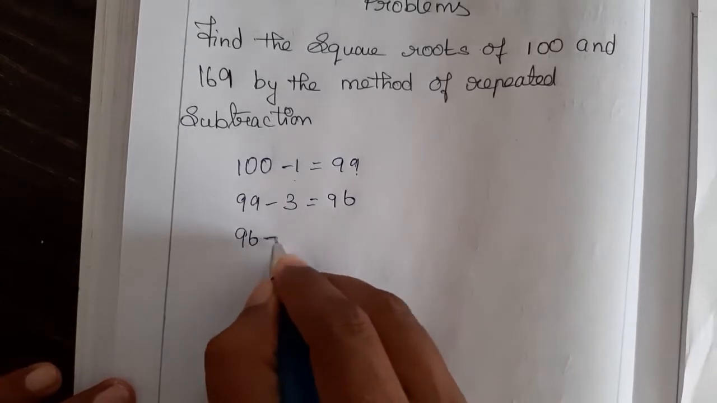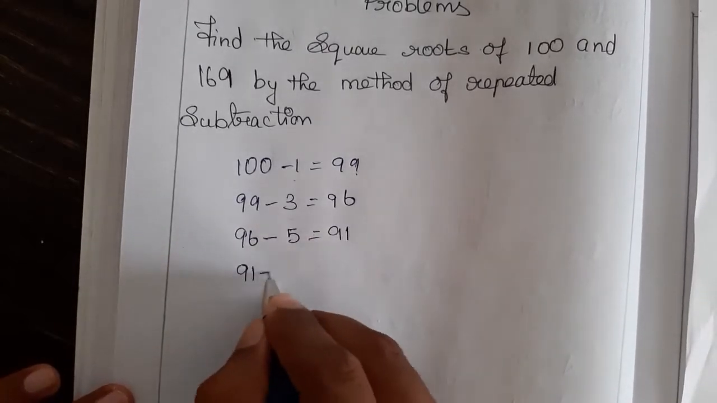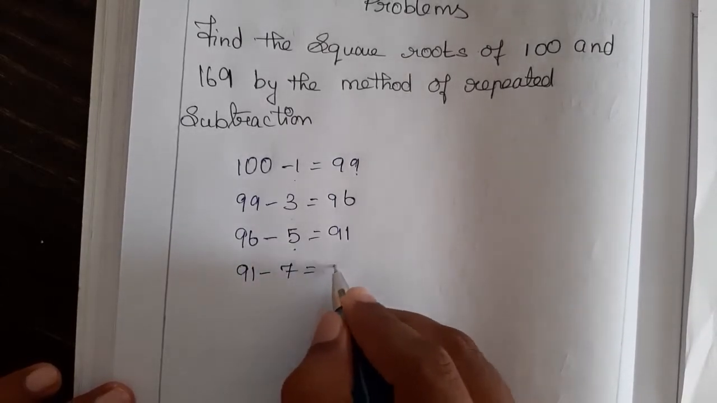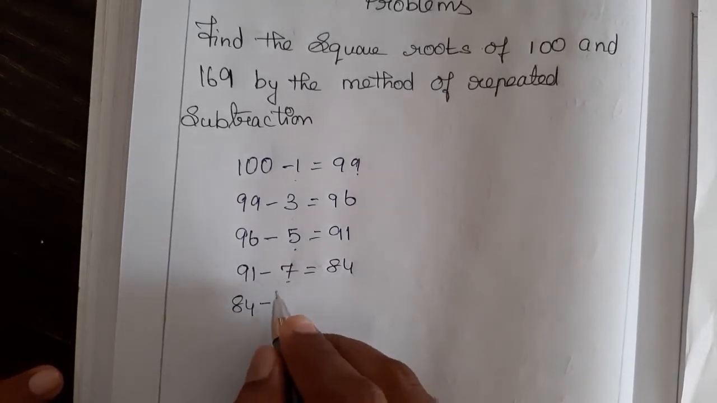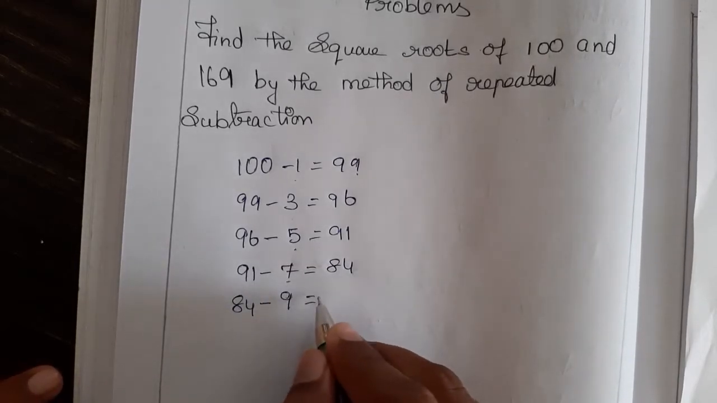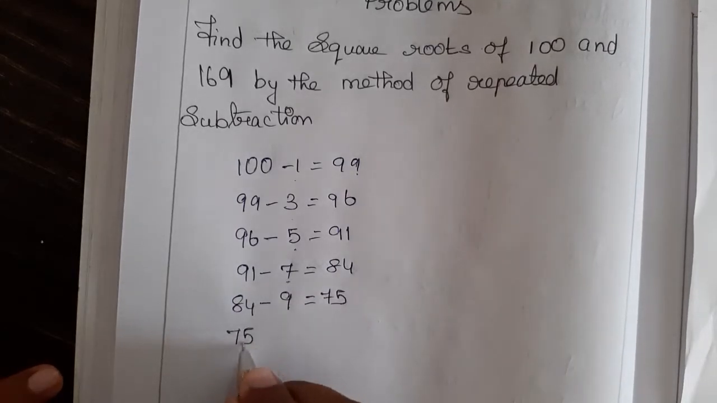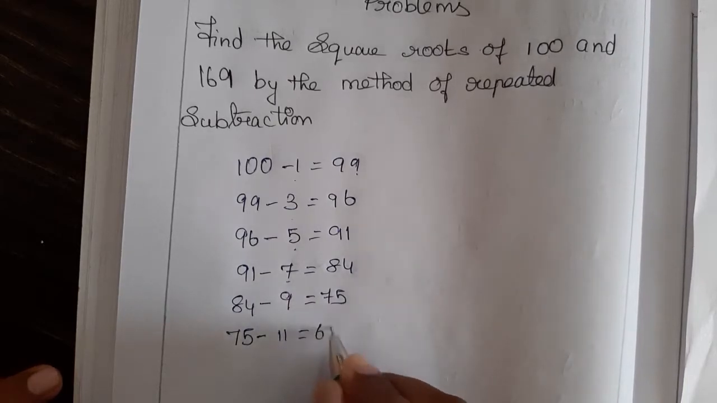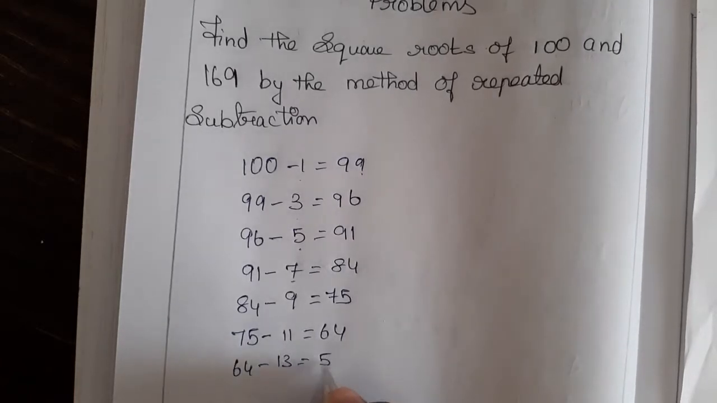And 96 minus the next odd number, 5, gives 91. And 91 minus the next odd number, 7, gives 84. And 84 minus the next odd number, 9, gives 75. And from 75 we subtract the next odd number, 11. 75 minus 11 is 64. And 64 minus the next odd number, 13, is 51.